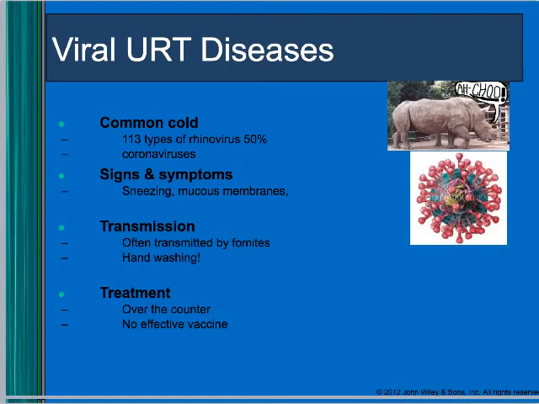Okay, now viral upper respiratory diseases. So the common cold. There are about 113 types of rhinovirus, and rhinovirus is what causes a common cold. So you get sneezing, runny nose, right? It can be transmitted by fomites, so if you touch something, hand washing is really important to stop the spread of it. There's no vaccine for it just because it's kind of diverse what actually causes it. There are so many different types, and you just treat it over the counter.